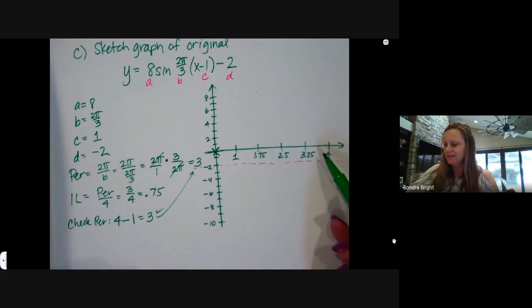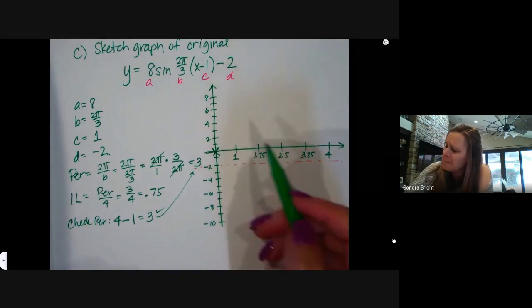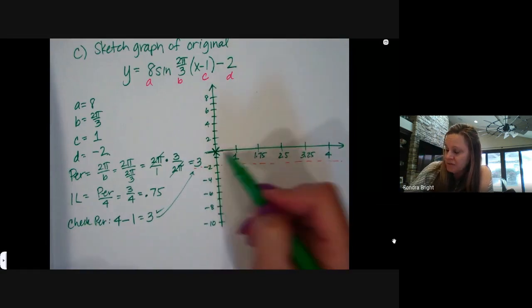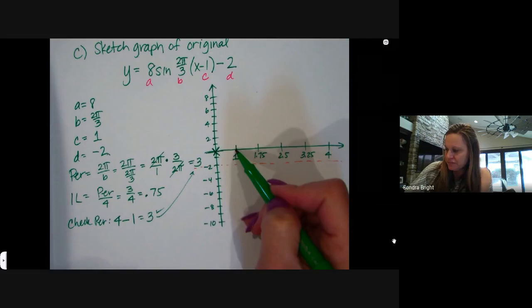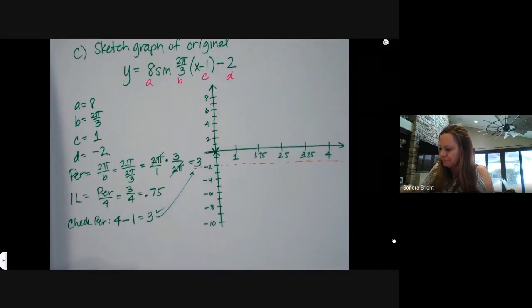I hope you're not hearing my gardeners, but they're very loud. So normally I would have started here at 0, but we're shifting down, so let me do a different color. All right, so the first point would be at -2.